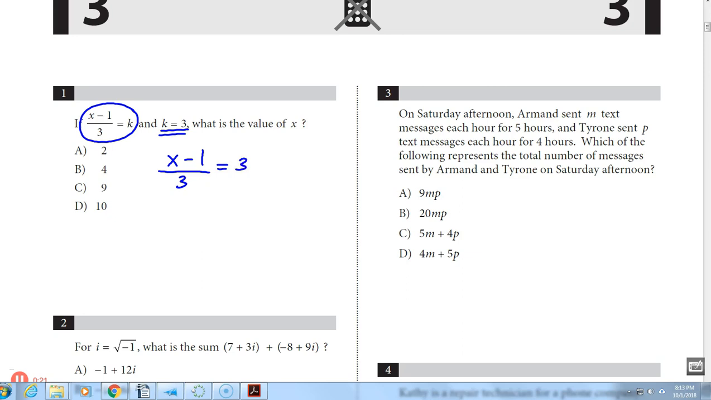And two options right here. If your algebra is pretty strong, you just go ahead and solve it for x. Another option is to plug the answers in. So I'm going to start with the traditional option first.